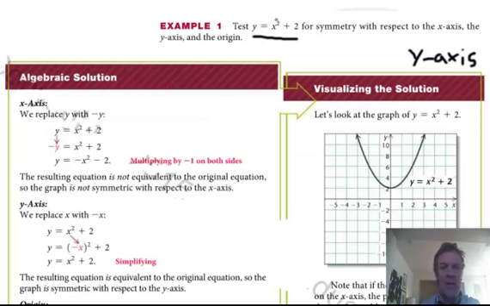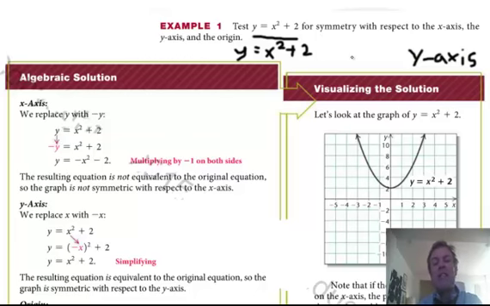Here we go. Here's the equation. Replace x with negative x. Okay, well, negative x squared will just produce x squared. Negative times negative is a positive. In other words, we haven't changed anything. It's still the same equation. That's why it is symmetry with the y-axis. Sorry, the y-axis. And that's like you see, again, visually.